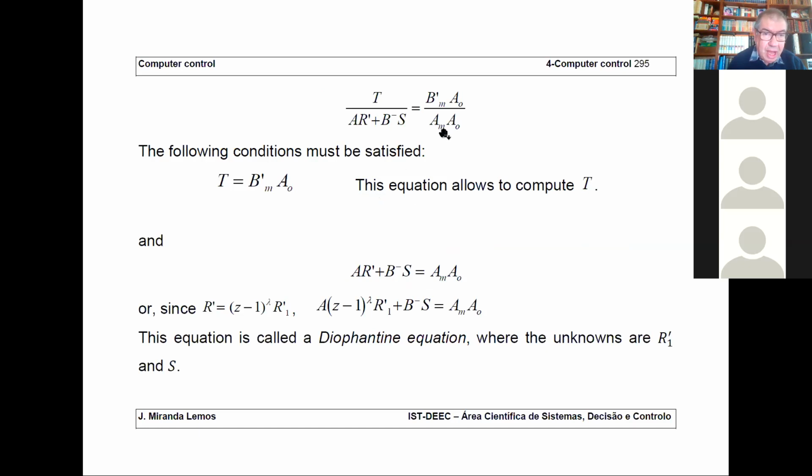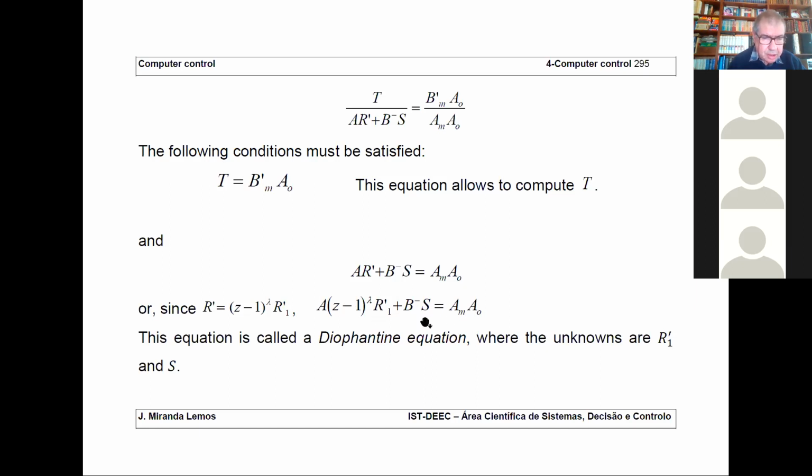Okay. Now, the denominators must also be equal. So A R prime plus B minus S equals AM AO. But you can say, well, R prime is (z minus 1) to the lambda times R prime 1. Because you are forcing the integrators, remember that lambda is the number of integrators, and it can be 0. In this case, this factor is just 1. It's not there. Or lambda is equal to 1. So you already have polynomial T, and the polynomials R1 prime and S must satisfy this equation. Okay?